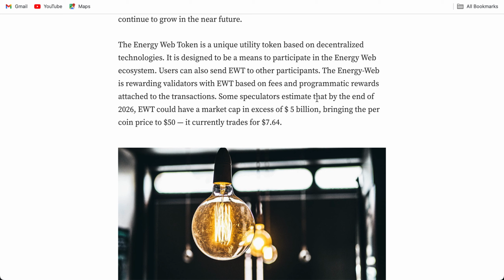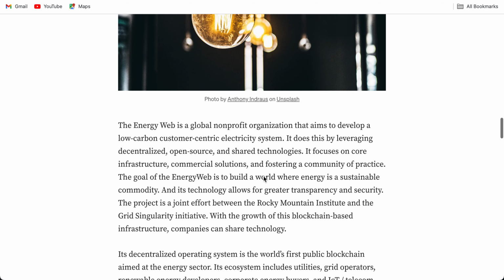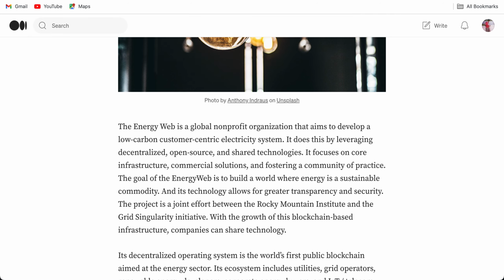Some speculators estimate that by the end of 2026, EWT could have a market cap in excess of $5 billion, bringing the per coin price to $50. It currently trades for 1 point something, not 7.64, because this is an old article. 1.71, yeah. So let us see where it heads. The Energy Web is a global non-profit organization.